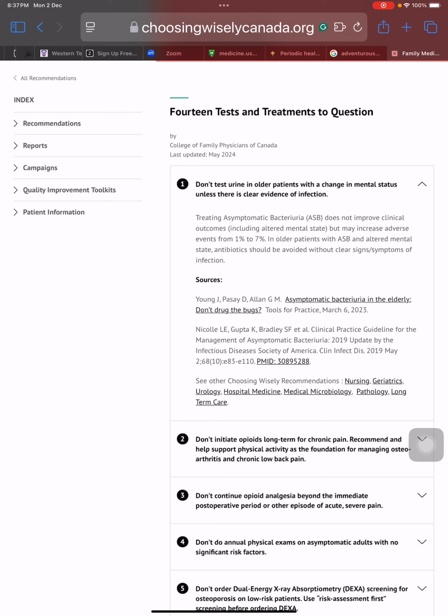At times we do treat asymptomatic bacteriuria in pregnant patients, but they are telling us not to do a urine test in older patients because we would incorporate more antibiotics that could deteriorate their mental status. So it's better to clearly make a diagnosis and then incorporate antibiotics in an elderly population. Okay, so that's one of the recommendations. They could test you on this.